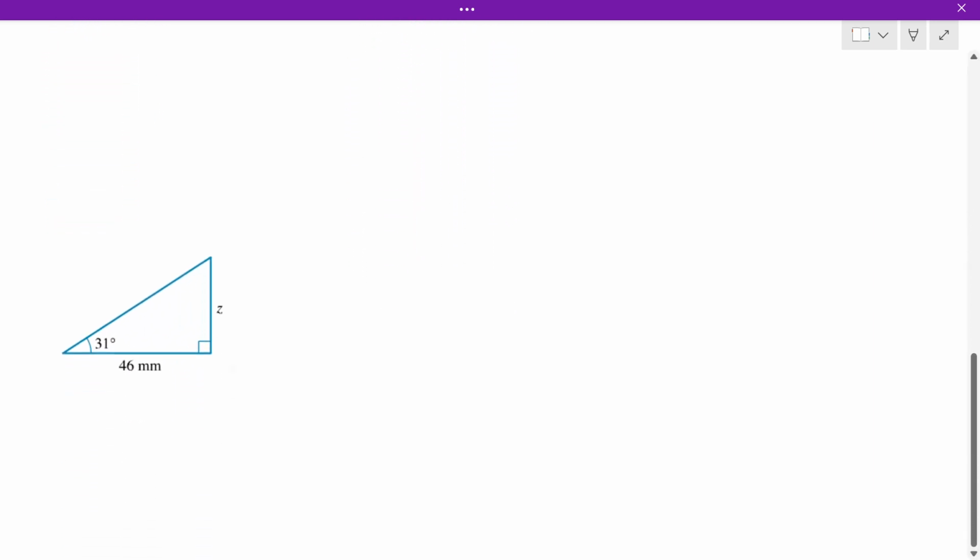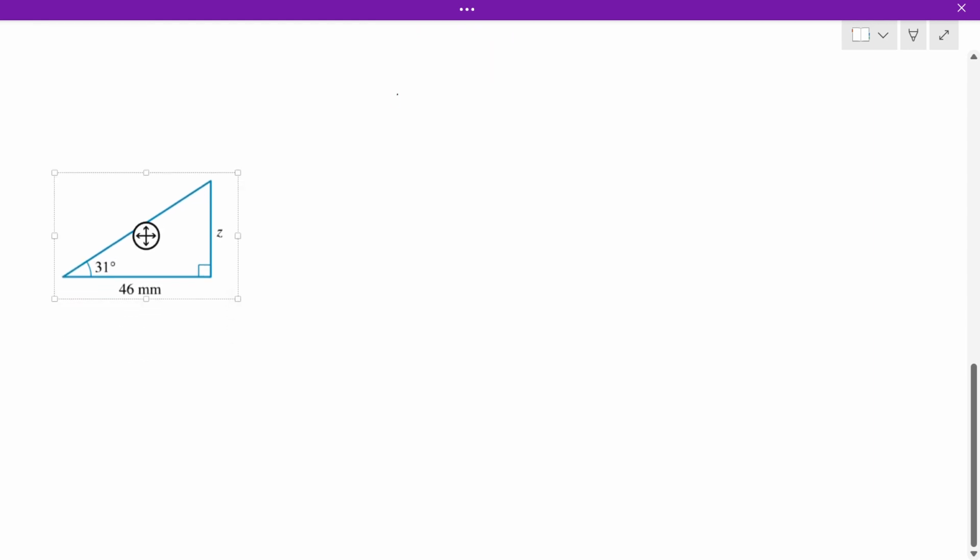Okay, let's look at one more example. Again, I'll start off just by writing my acronyms. I make it nice and easy. This time, we've got the opposite side, which is my z, and we've also got the adjacent side, the one right next to theta, which is 46 millimeters. So we need the opposite and the adjacent, which is our tan. So I've got tan of theta, tangent of theta, equals opposite divided by adjacent.